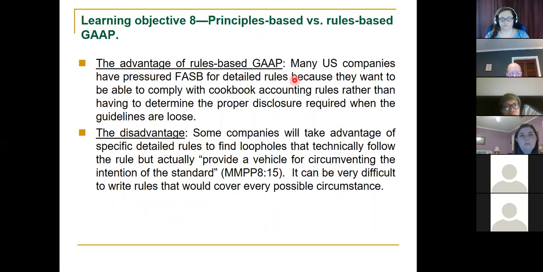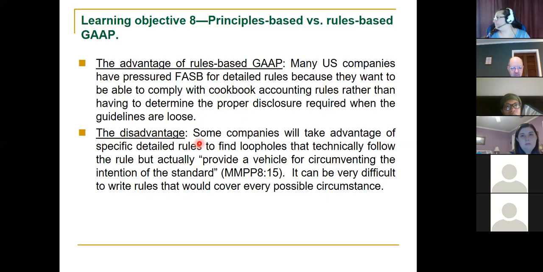The advantage of rules-based GAAP: many US companies like it and have pressured FASB for detailed rules because they want to be able to comply with cookbook accounting rules. That is, in a cookbook, you have recipes that if you follow them step by step, exactly following the instructions, you will end up successfully making whatever dish you're trying to cook, rather than having to determine the proper disclosure that might be required when the guidelines are loose.